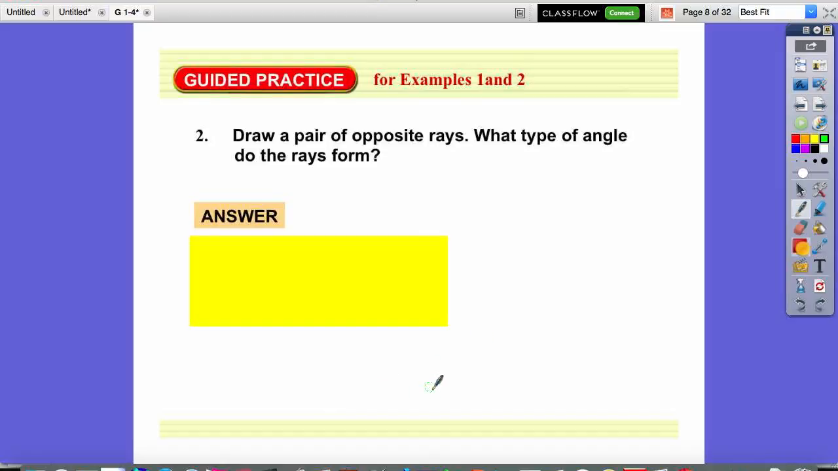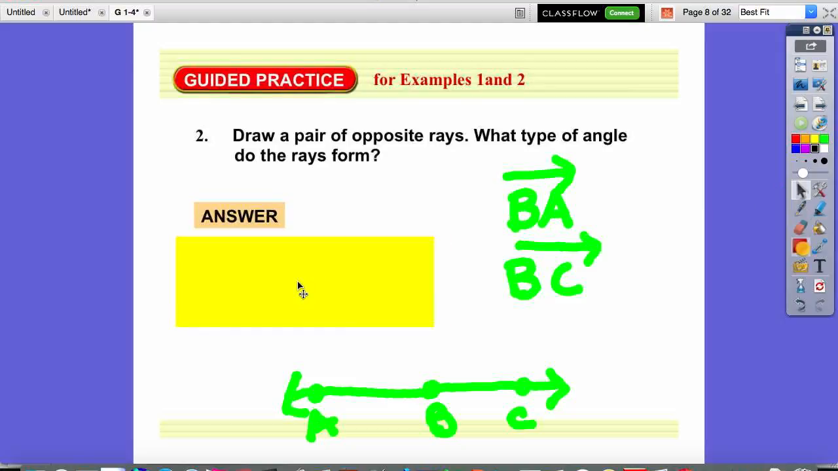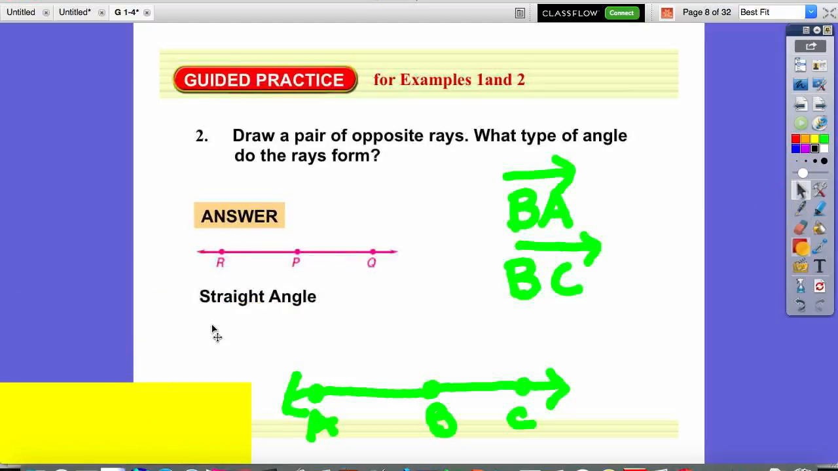Draw a pair of opposite rays. What type of angles do the rays form? So if I call this point A, B, and C, my opposite rays are BA and BC. Remember, I need to put my endpoint first, and then the direction it's going. It's going to make a straight line. So that's a straight angle. They use different letters, but we get the same point.